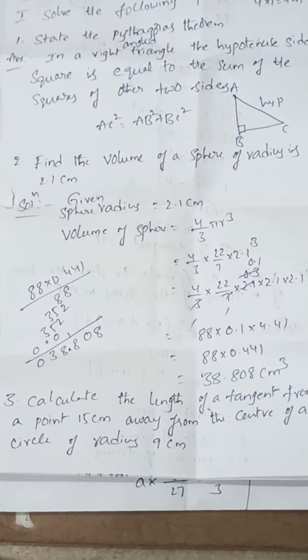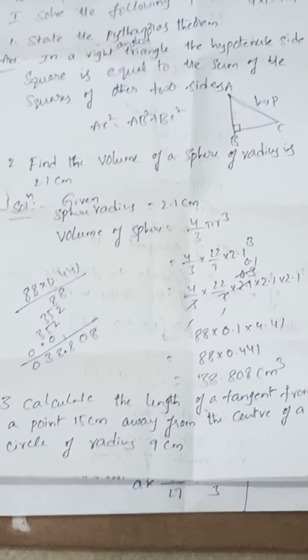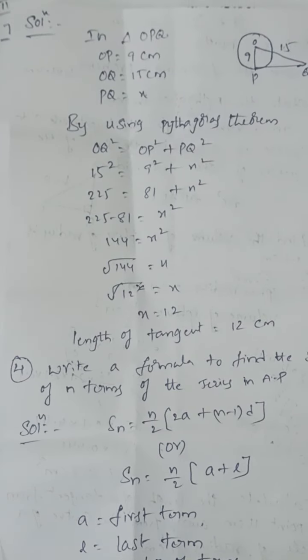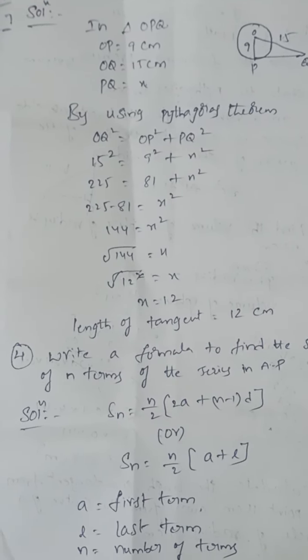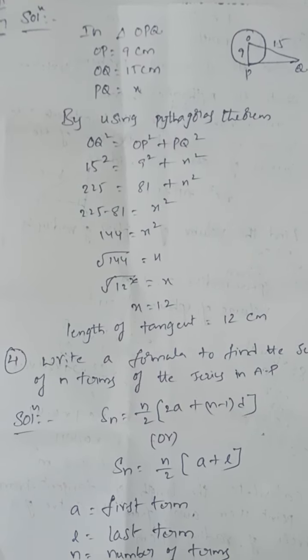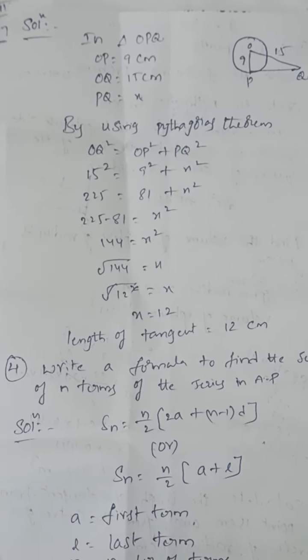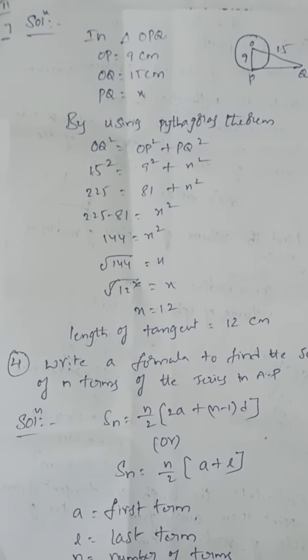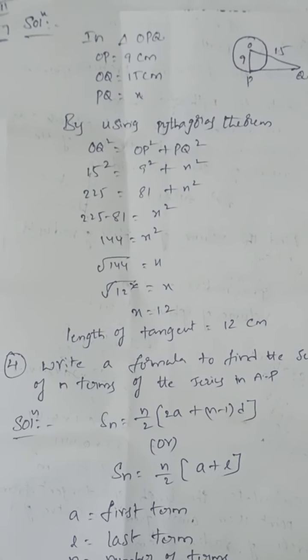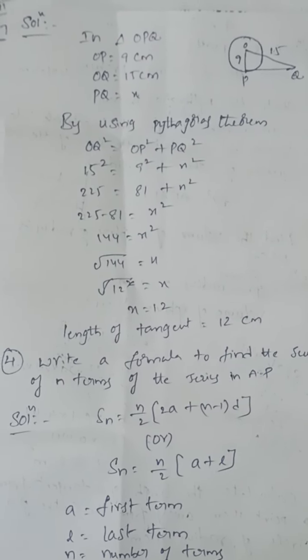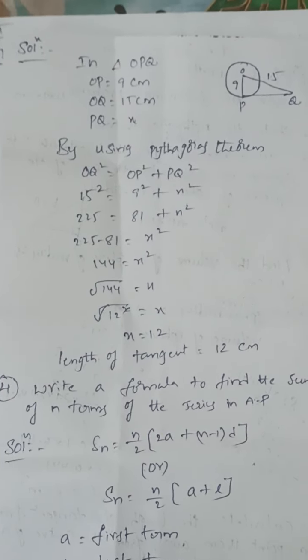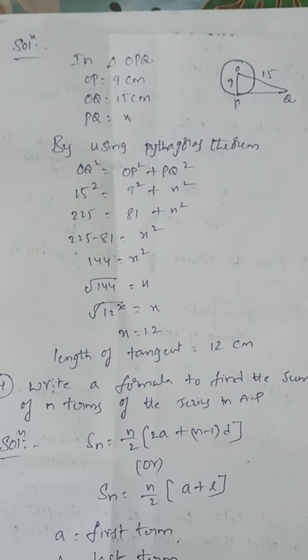center of a circle of radius is 9 centimeter. So in triangle OPQ, OP is a radius. So at the point P, the angle is how much? 90 degrees. PQ is a tangent. So here they are asking the length of the tangent. So how you can find? By using the Pythagoras theorem. OQ length is 15, OP length is 9. So PQ length how you can find? By using the Pythagoras theorem.